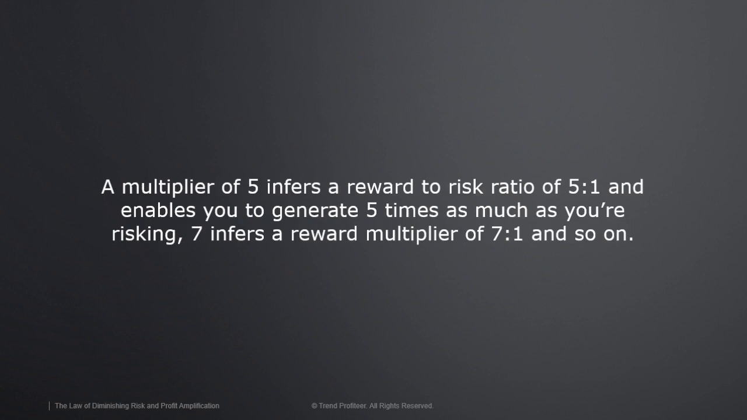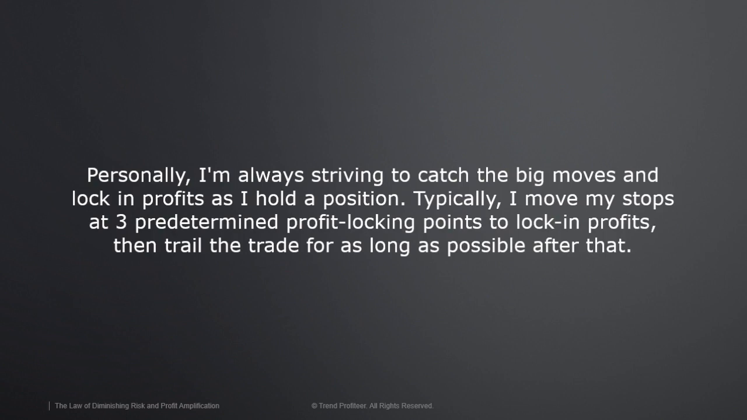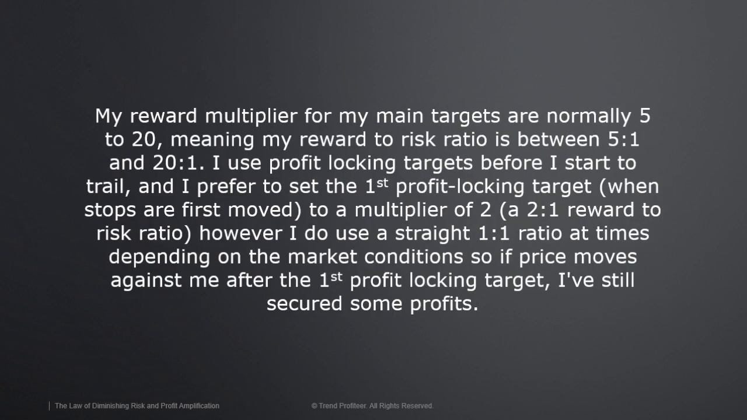A multiplier of 5 infers a reward to risk ratio of 5 to 1 and enables you to generate 5 times as much as you are risking. 7 infers a reward multiplier of 7 to 1, and so on. Personally, I'm always striving to catch the big moves and lock in profits as I hold a position. Typically, I move my stops at 3 predetermined profit locking points to lock in profits, then trail the trade for as long as possible after that.